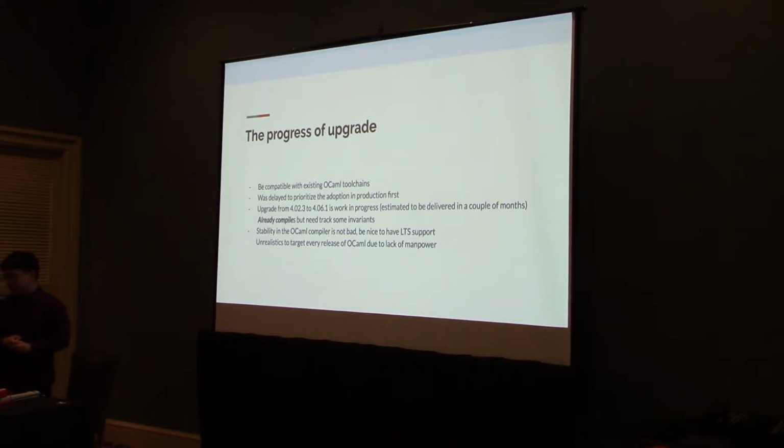For the upgrade, the previous debug3 is a reasonably old compiler, 4.2.3. So we are trying to upgrade to 4.6. And now it compiles, but it still needs some environment work. It's estimated to be delivered in a couple of months. And to be honest, to target every release of OCaml is not realistic because we don't have enough manpower to work on this. But we will try to upgrade every 2 or 3 versions instead of every 1 version.